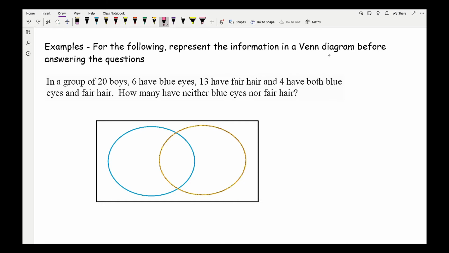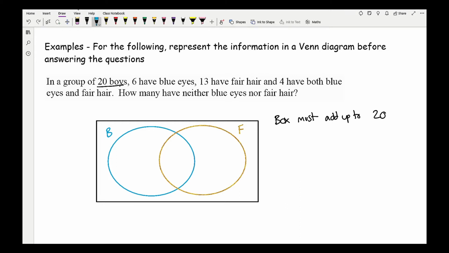So what we're going to do is represent this particular scenario in a Venn diagram. Here, the blue circle represents blue eyes, and the gold, I would say, represents fair hair. Let's use the colour pen. Now, in terms of the information, I know that the box must add up to 20. And the reason why it must add up to 20 is because I've got 20 boys in total.